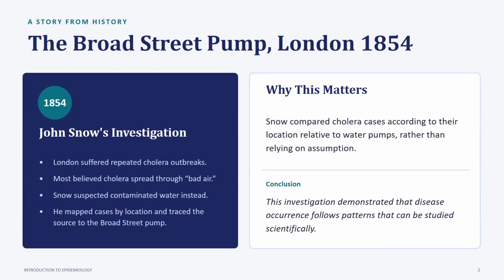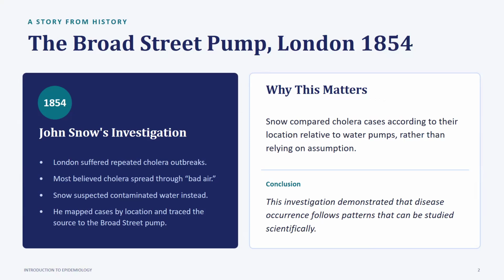Moving to the history of epidemiology, this is a story of a Broad Street pump from London, 1854, which is related to John Snow's investigation. When London suffered repeated cholera outbreaks, most people believed that cholera spread through bad air, but Snow suspected that it was the contaminated water instead which was causing this. So he mapped the cases by location and traced the source to the Broad Street pump.